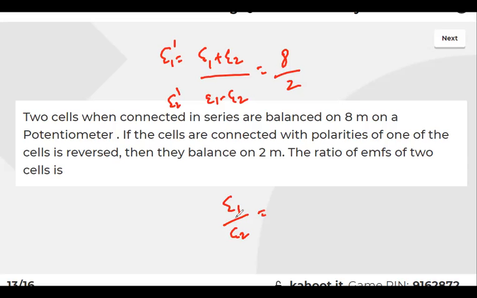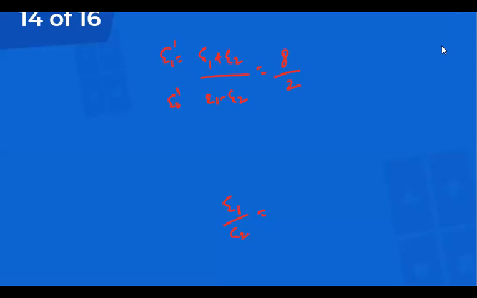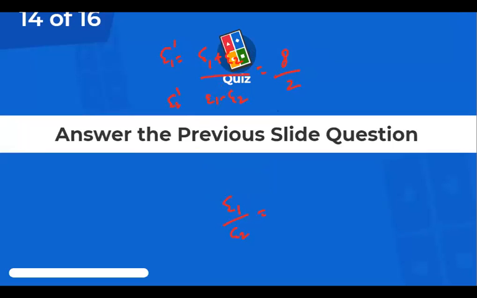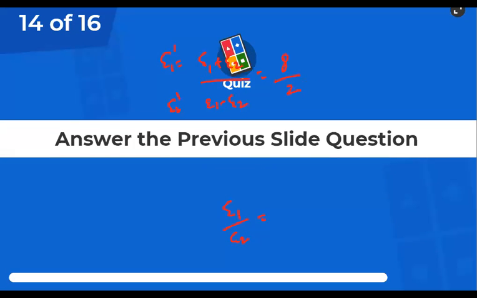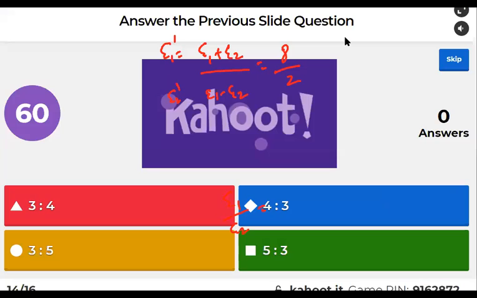Can you calculate E1 by E2? Yes or no? Tell me. हाँ या ना? अब निकल जाएगा सबसे? Yes, sir. अब समझ में आया? Tell me guys. Now you got this? So try to tell me the answer. What is the answer? Everyone, try to tell me the answer. You have to find E1 by E2. This is given E1 plus E2 by E1 minus E2 is equal to 8 by 2. Then what is E1 by E2?